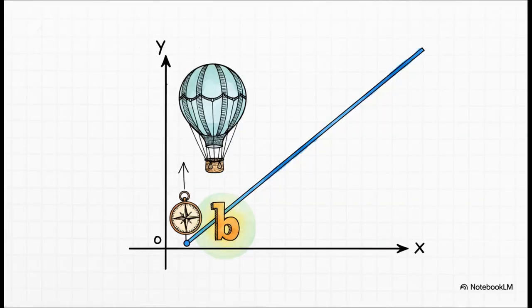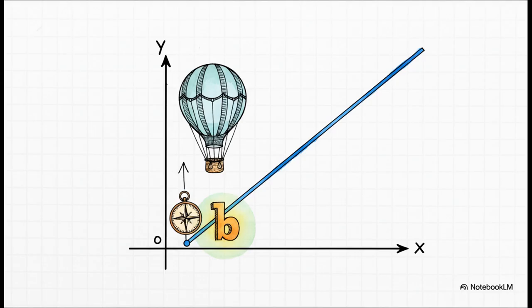First up in our toolkit is the letter b. That's the y-intercept. And all that means is it's the point where our line crosses the vertical y-axis. The easiest way to think about it is as your starting point. And here's the trick to never forget it. B is where you begin.